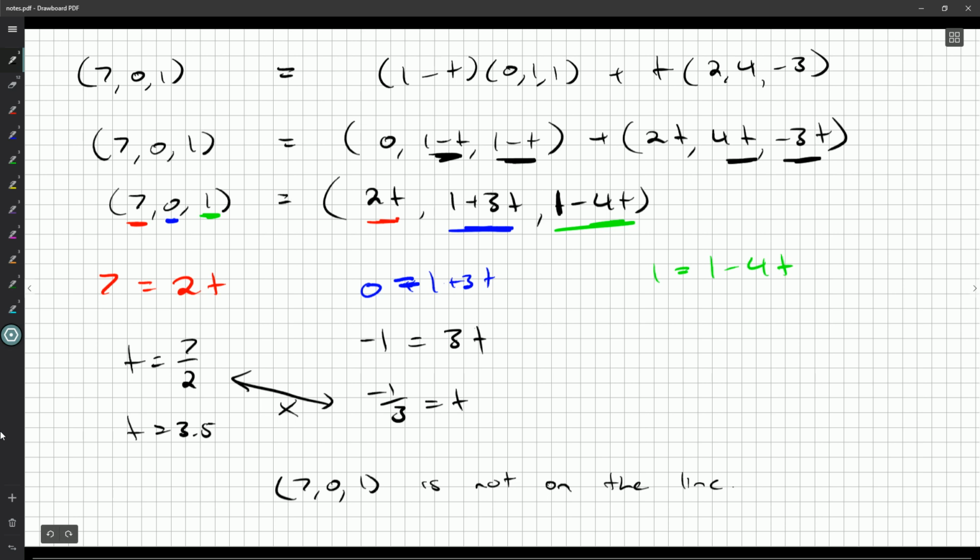Each value of t corresponds to a point. Every point on the line has a single value of t. Now, if you wanted to go a little bit further, you could simplify the last equation and solve for t and get that t should be 0. So again, we get a different value for t. But all it took was 2 different values. We didn't need 3 different values. I was just showing off the last equation there. So no, (7, 0, 1) is not on this line.